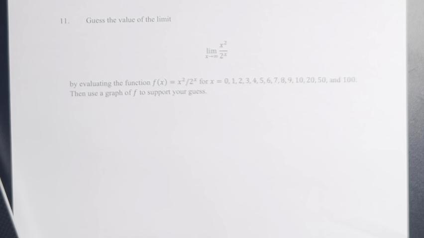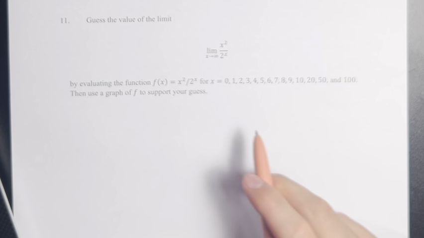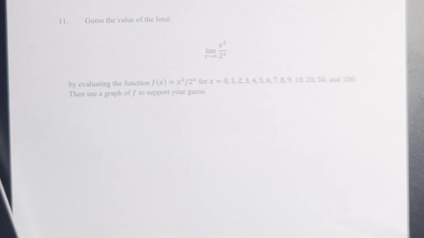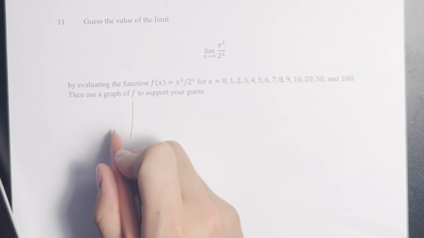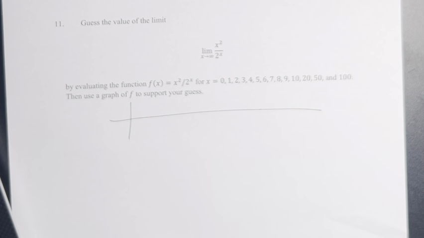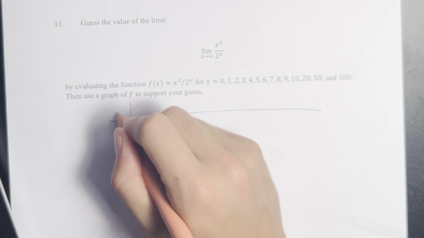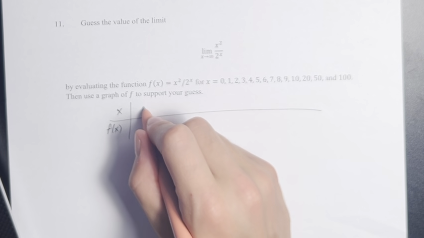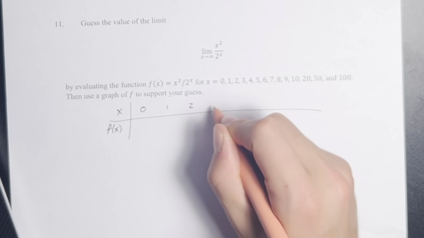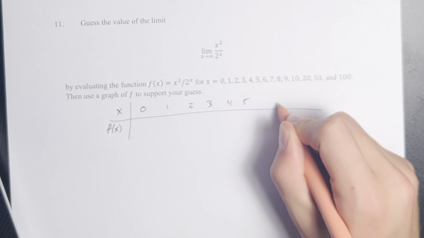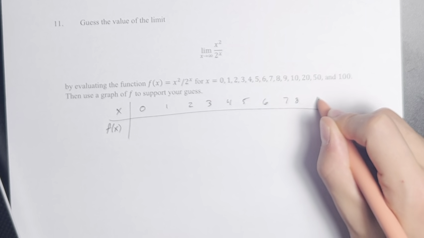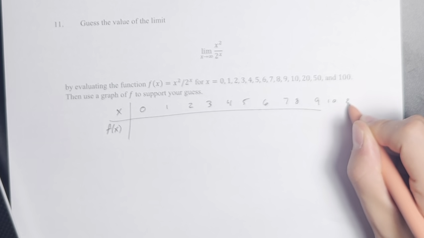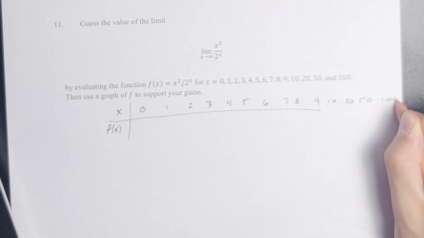So the annoying part about this problem is we basically have to evaluate the same function, doing basic algebra, over and over again for all of these values. There are quicker ways to do this on your computer, or you can just manually input it into your calculator. So we have x and f of x. We have x is equal to 0, 1, 2, 3, 4, 5, 6, 7, 8, 9, 10, 20, 50, and 100.